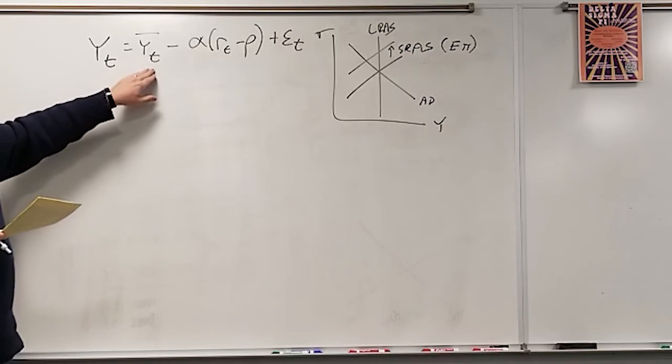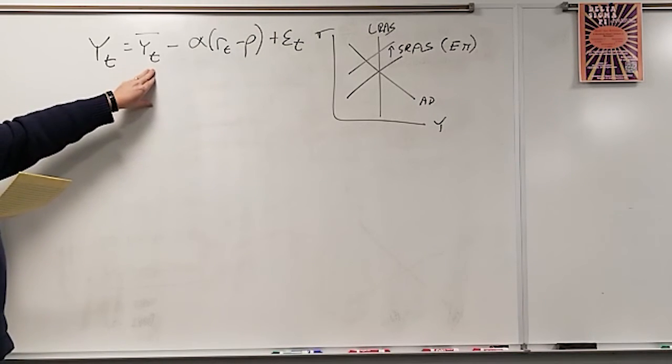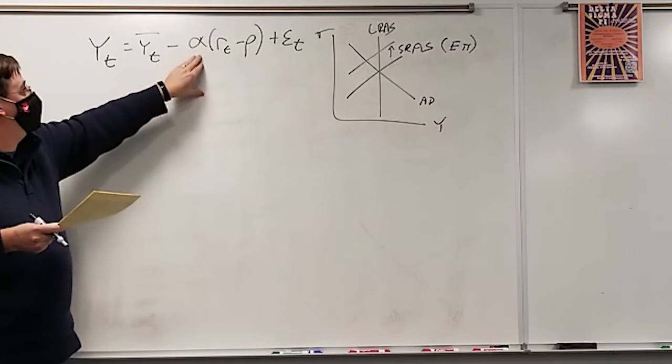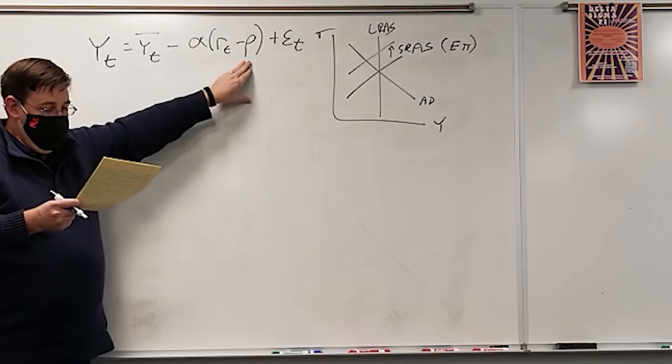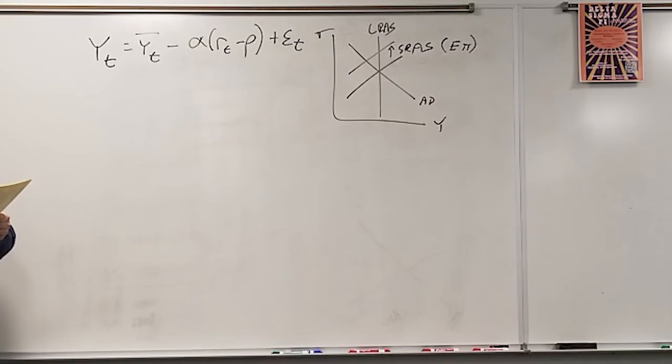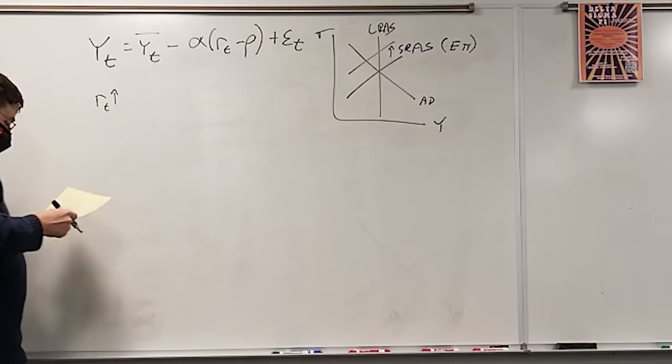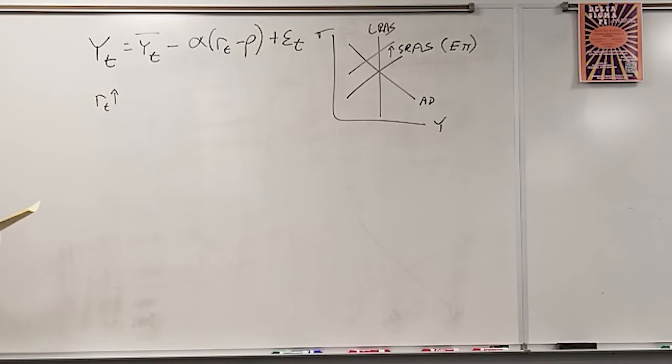So again, this is our long run aggregate supply curve, the natural rate of interest. We're going to assume that alpha and rho are both greater than 0. Now then, if the real interest rate increases, what do we expect to happen?